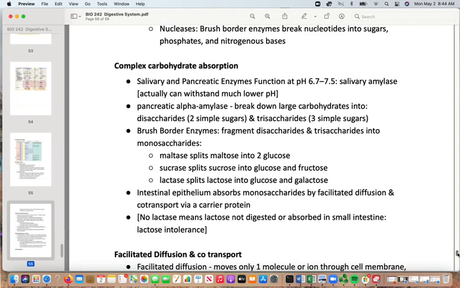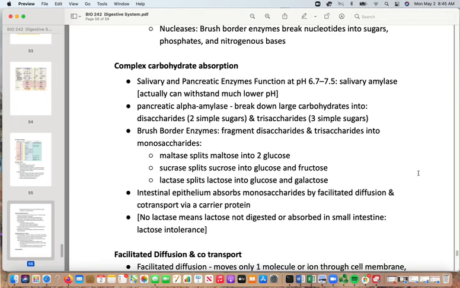So for complex carbohydrate absorption, your salivary and pancreatic enzymes are going to function at a little bit higher pH, 6.7 to 7.5. They can usually withstand a lower pH. So they'll be broken down into disaccharides and trisaccharides. And then the brush border enzymes will fragment those disaccharides and trisaccharides into monosaccharides. So a maltase will split maltose into two glucoses. Sucrase splits sucrose into glucose and fructose, and then lactase will split lactose into glucose and galactose.